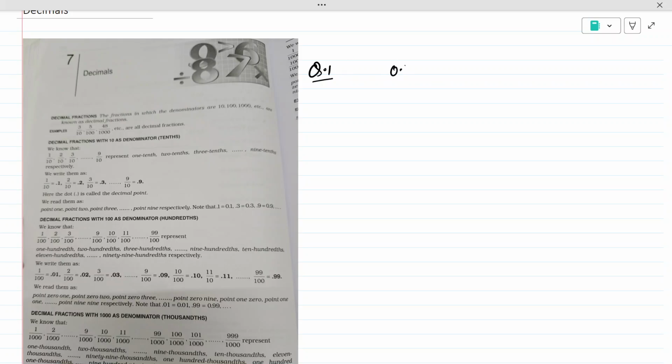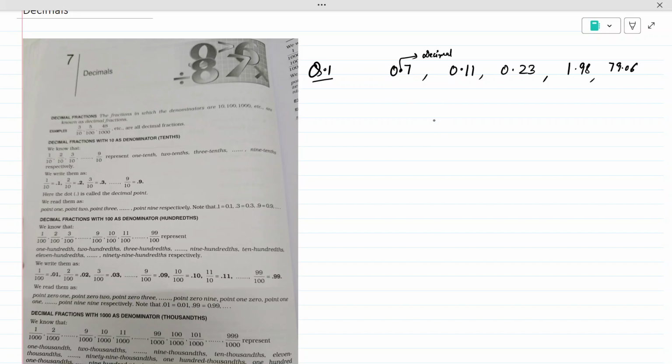So 0.7, let's say, 0.11, 0.23, 1.98, 79.06, so many numbers. All these are decimal numbers, and this dot represents the decimal. Now let us see the place value chart, how we represent the decimals and the numbers around it.